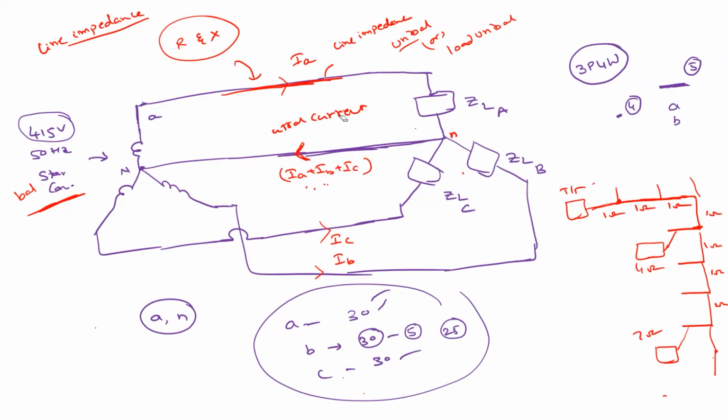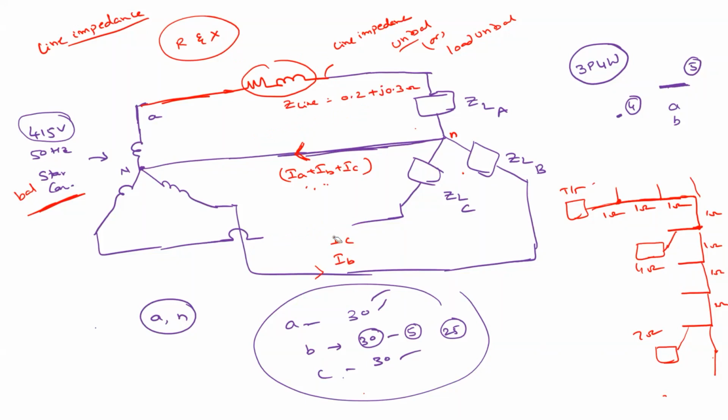So this is how we normally represent the line impedance. We have this cable here with some impedance. This is line impedance, Z line. It may be something like 0.2 plus j0.3 ohm, some small value when compared to the load. We usually assume this is common for all. So this has some line impedance, this also has some line impedance, and this neutral also has some line impedance. Agree?